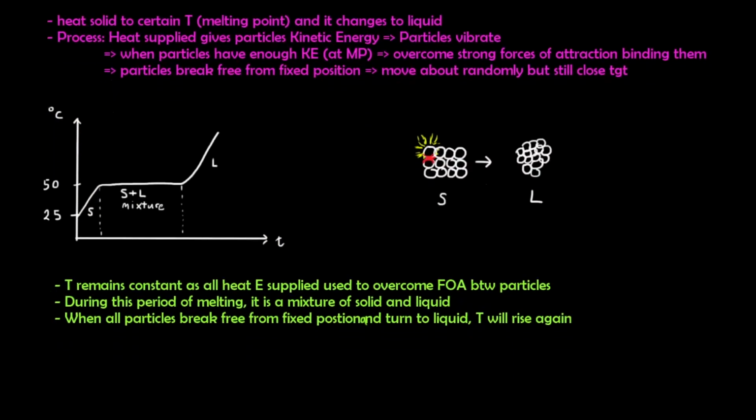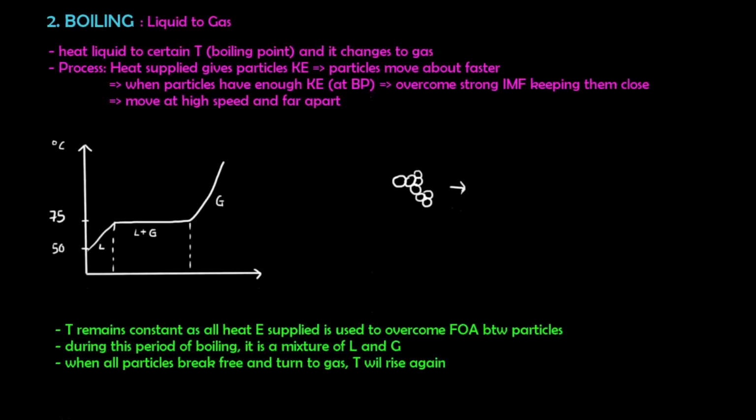Okay, let's move on to boiling. So boiling is really from liquid to gas, and it's the same format as above. When we heat our liquid to a certain temperature called a boiling point, it changes to gas. The process is when the heat supplied to the particle gives it kinetic energy, and particles move about faster. When particles have enough kinetic energy at boiling point, they can overcome strong intermolecular forces. IMF is intermolecular forces, keeping them close, and now they are able to move at high speeds and far apart.